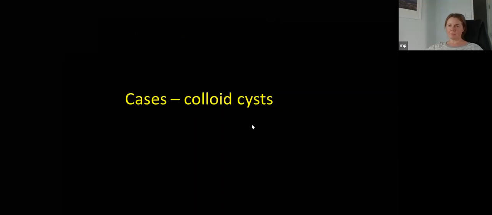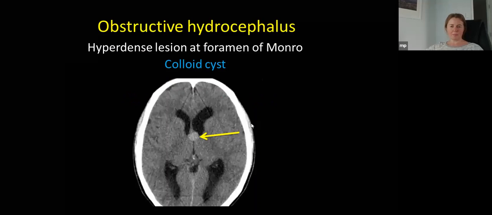So I'm going to show you some colloid cyst cases now, and starting with this case, this is an axial non-contrast CT, and the ventricles are enlarged, so the lateral ventricles are both enlarged, and there's a hyperdense lesion at the anterior third ventricle or foramen of Monro, and this is typical on a non-contrast CT, so typical location and typical CT appearances for a colloid cyst. Now, not all colloid cysts have high density, and they might be a little bit more difficult to actually see. It really depends on the content of the cyst.